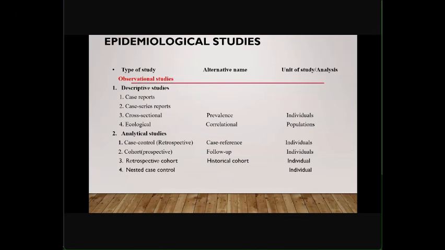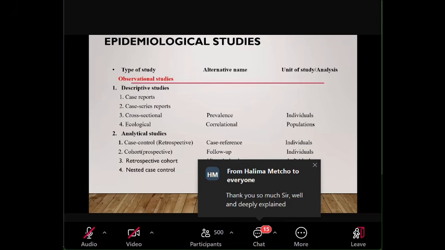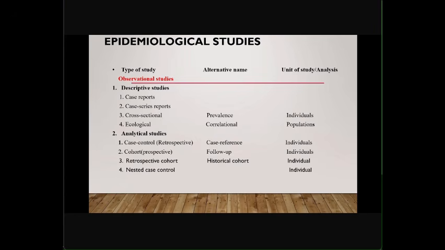Okay, so now you can see these studies and the synonyms or alternative names. Like cross-sectional studies, they are also called prevalence studies. Ecological studies, which you saw among the descriptive, are also called correlational studies because we determine correlation, a relationship, and we use certain test statistics to determine them. Then among the analytical studies, we have case control studies.